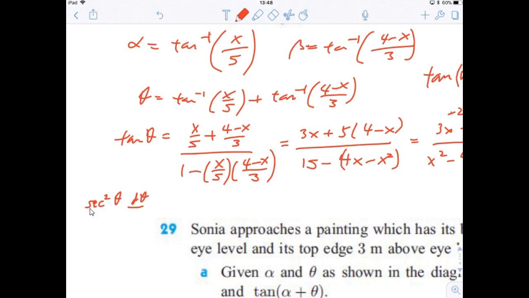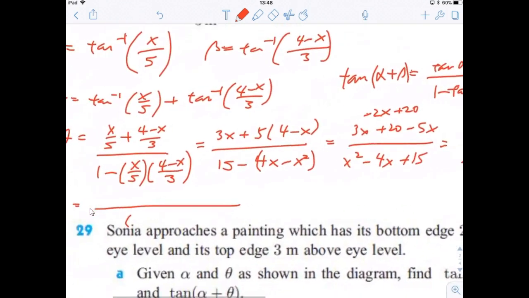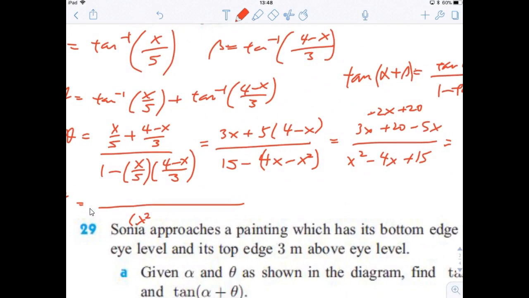So we get that for the left side. And the right side is going to be quotient rule. That's going to be horrible. x squared minus 4x plus 15, oops, squared, and on the top left, x squared minus 4x plus 15 times the derivative of the top.